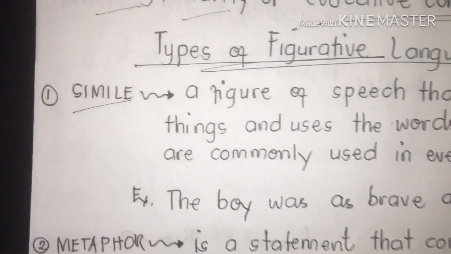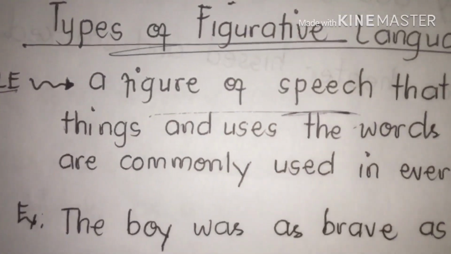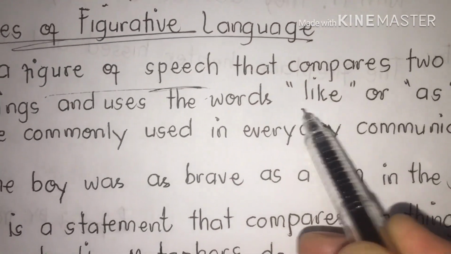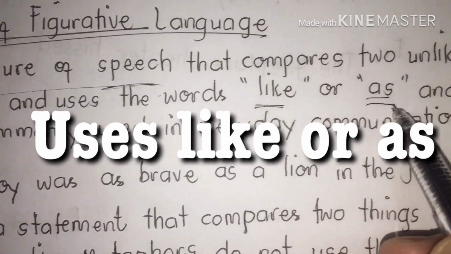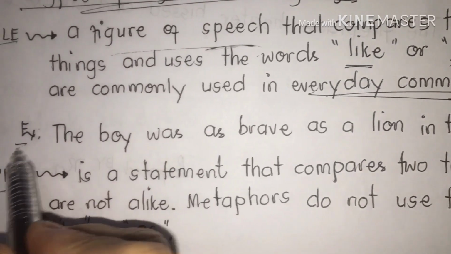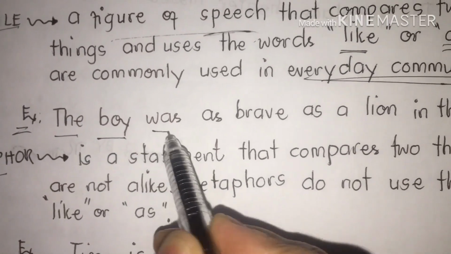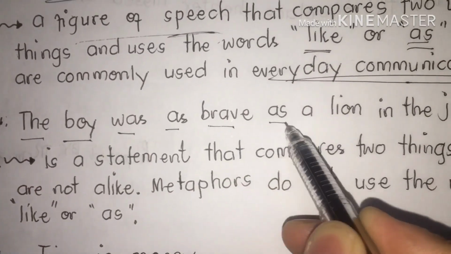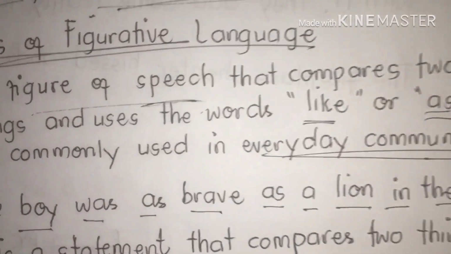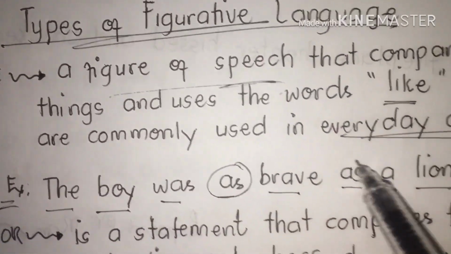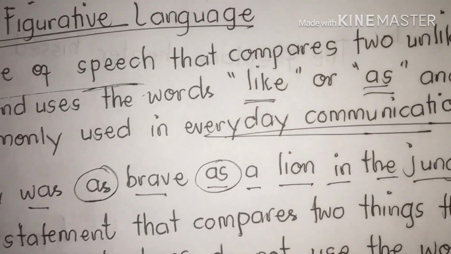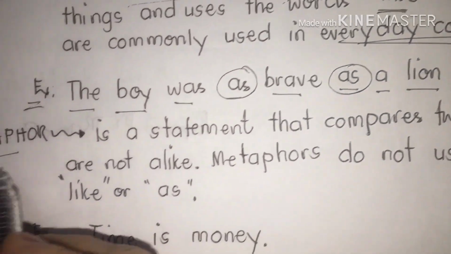Simile is a figure of speech that compares two unlike things and uses the words like or as, and is commonly used in everyday communication. For example, the boy was as brave as a lion in the jungle. So remember, class, this uses as. That's a symbol for simile. First, simile, class. Second, we have metaphor.